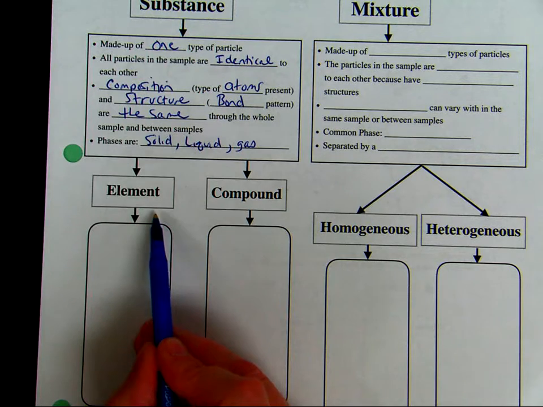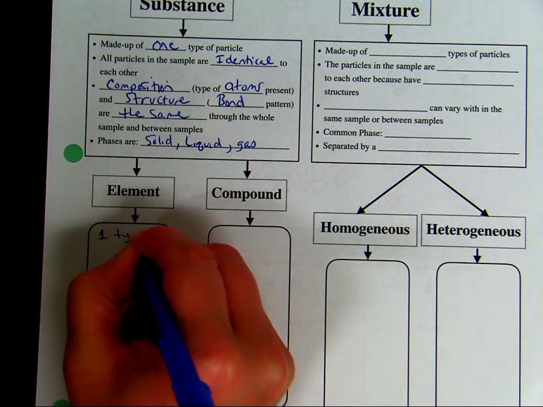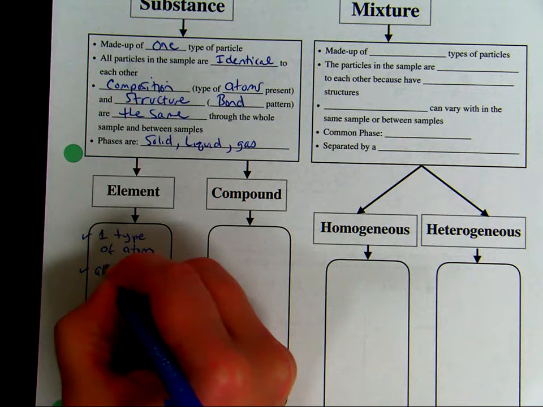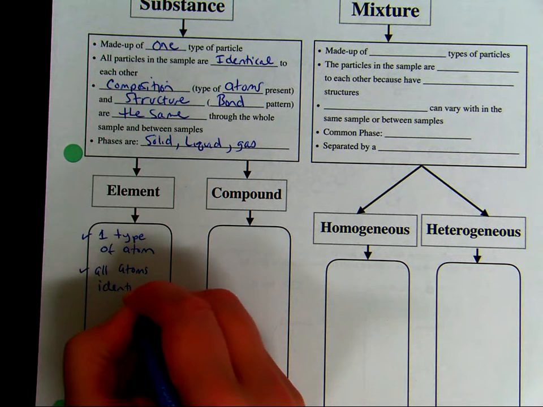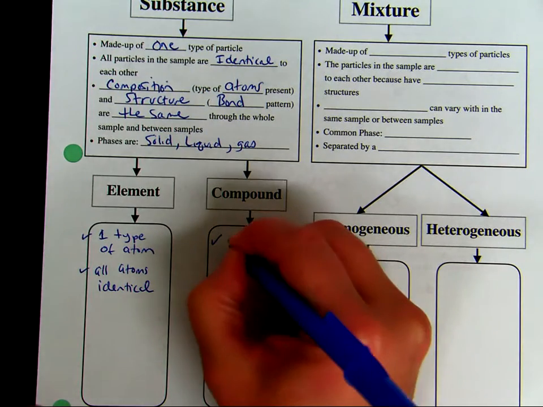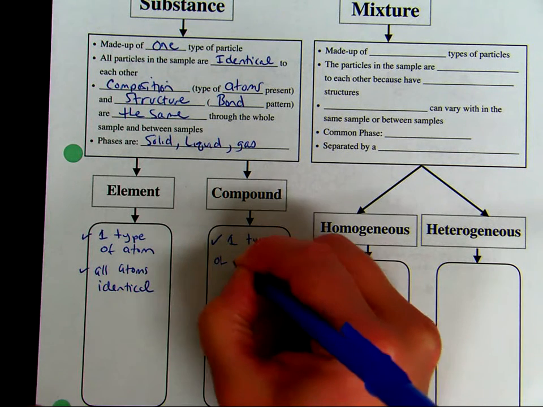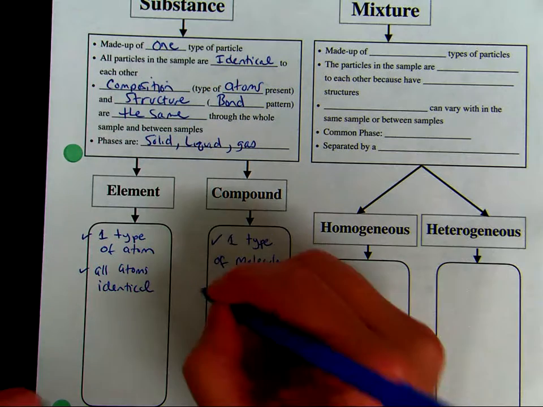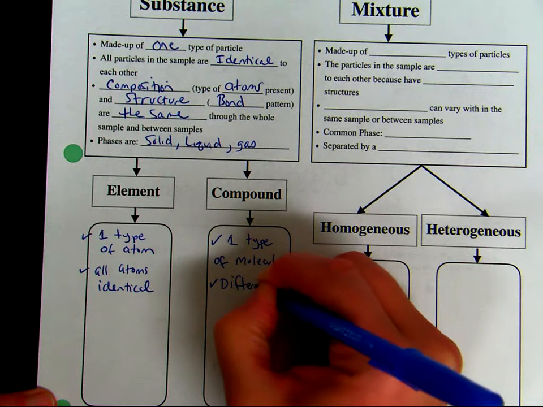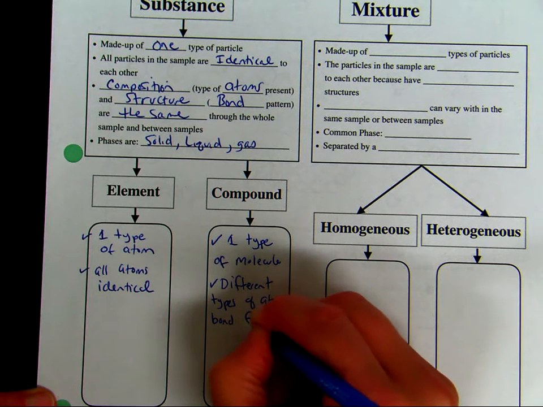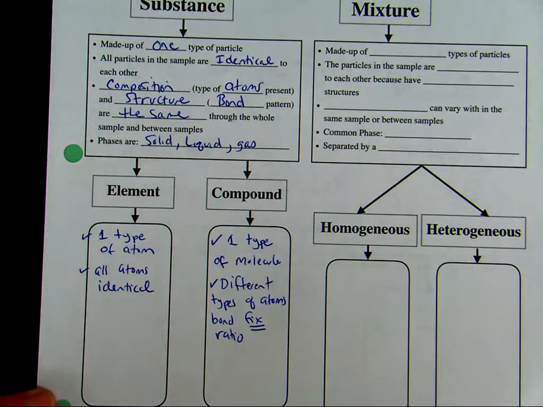So it's considered an element if the sample has only one type of atom. So all atoms in the sample are identical. Versus a compound, okay, that means that the sample contains only one type of molecule. And so that means that we have different types of atoms bonded, and they bond in a fixed ratio. So I'm going to write here, short form, different types of atoms bond in a fixed ratio. So here we go.